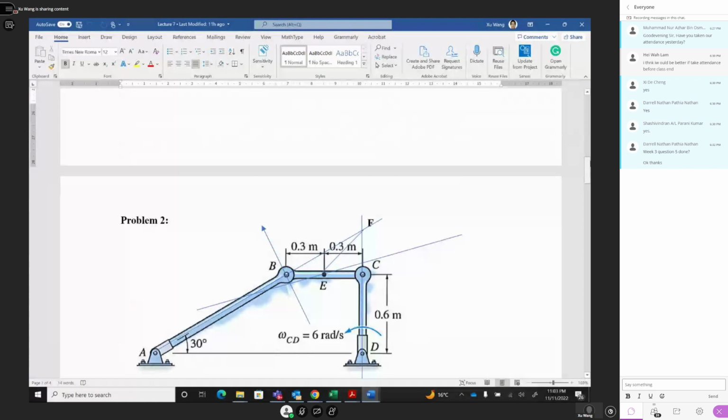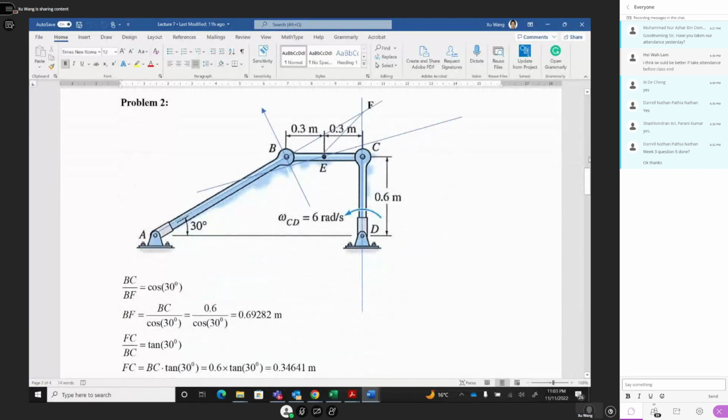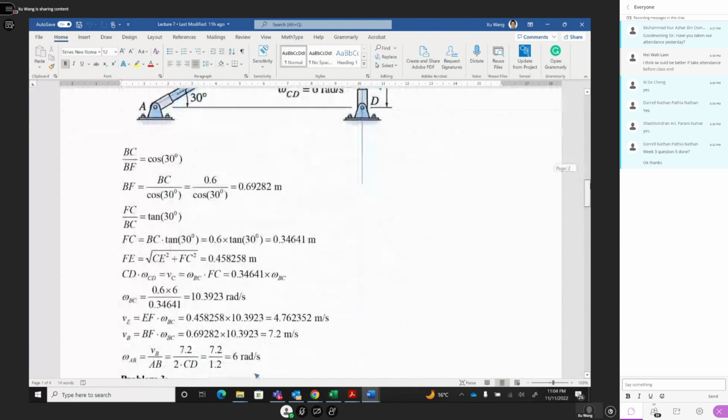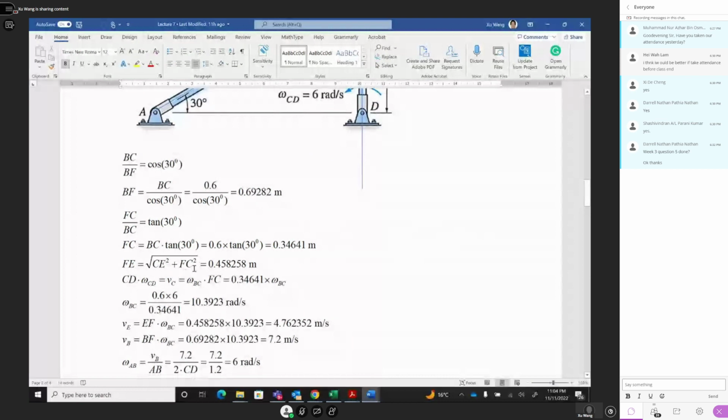Next one, you want to find FE. What is FE? You know EC is half, 0.3. You know FC. So this square plus this square, square root, is FE. So FE is the square root of EC square plus FC square. FC is 0.346, CE is half of 0.6, which is 0.3, and you just calculate, equal to 0.45.